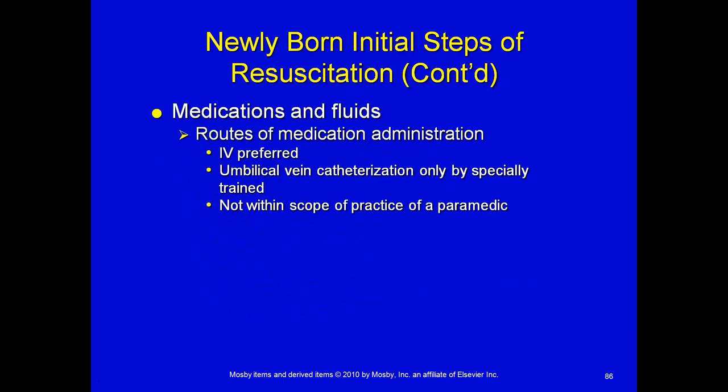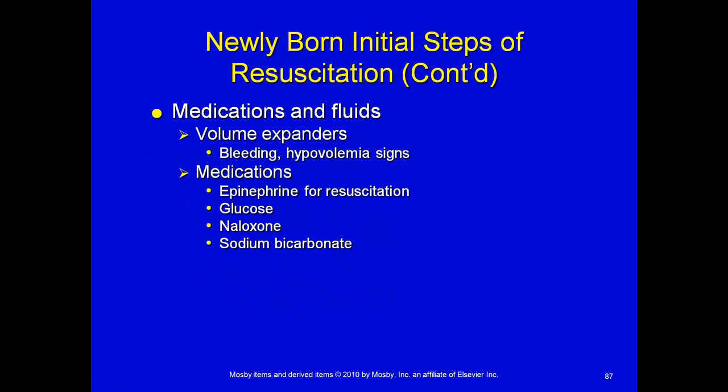Routes of medication administration in newborns: IV is preferred, and you can obtain that through an observable vein, which you may find in the AC joint, top of the head, or top of the foot. Those are real common sites that you can look for when starting your IV. The umbilical vein catheterization can be done, but not by paramedics in Iowa.